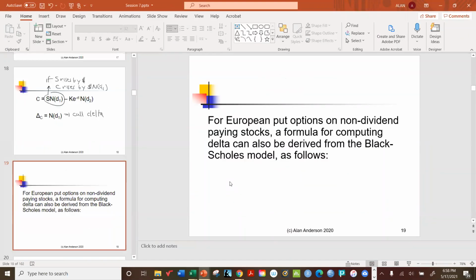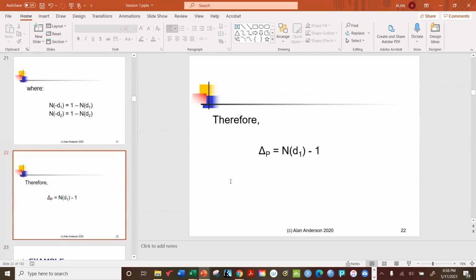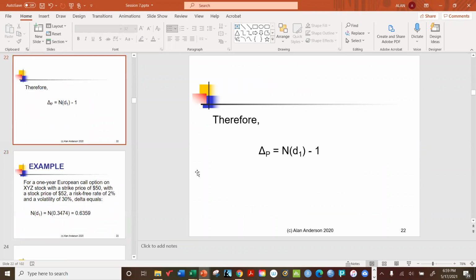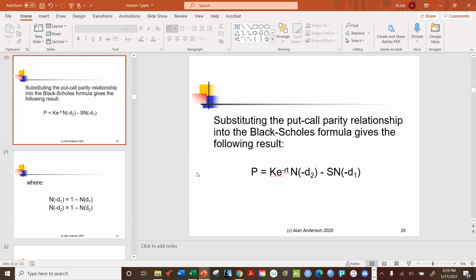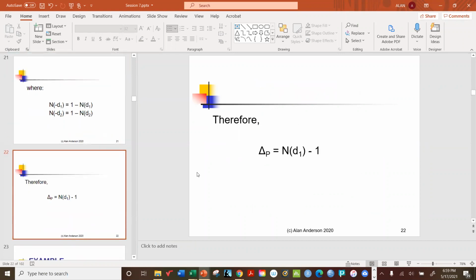Anyway, what about the put? All right, well, let's skip over all this stuff. The put delta equals N(d1) minus 1. Or you can write it as delta P is delta C minus 1.